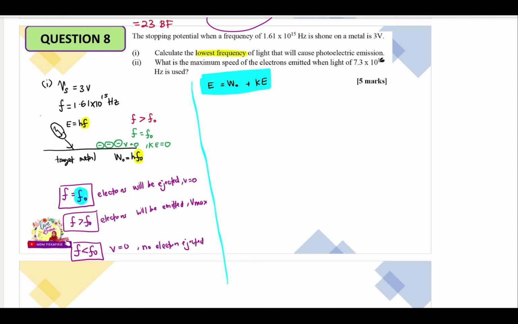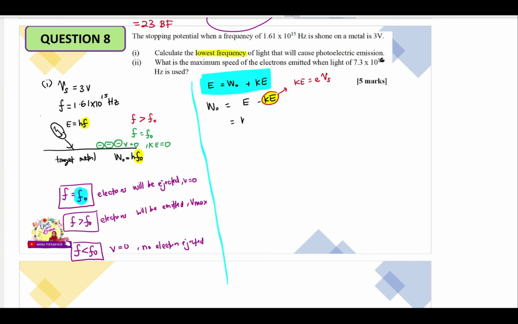Jadi sekarang kita nak kira F0. Okay, so saya akan gunakanlah formula ini, saya cuba untuk rearrange. Okay, this one minus KE. Okay, and then always remember, formula kinetic energy is equal to the charge of the electron darab dengan stopping voltage. Okay, make sure you study about the stopping voltage. Okay, so jangan lupa yang itu.